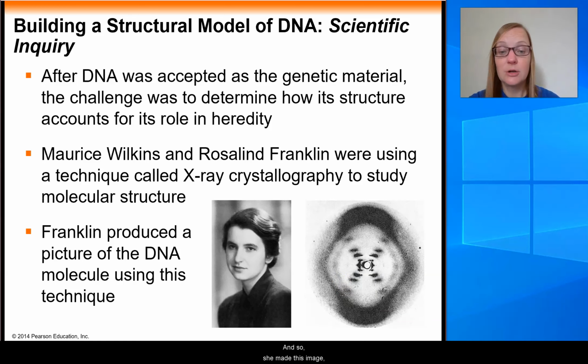And so she made this image and she had it lying around on the lab bench, and it just so happened that James Watson and Francis Crick happened to be visiting her lab. And they were walking by and they looked down, saw this image on the lab bench and said, huh, that's really curious. This molecule that you took this X-ray crystallography image of, it looks like it would be a double helix. What is this molecule? And Rosalind Franklin told them that this is DNA.